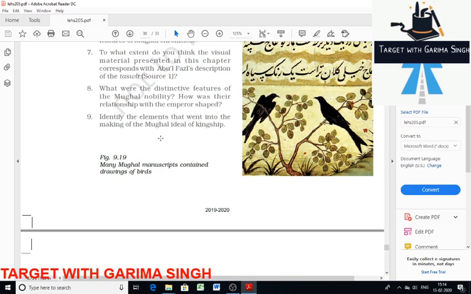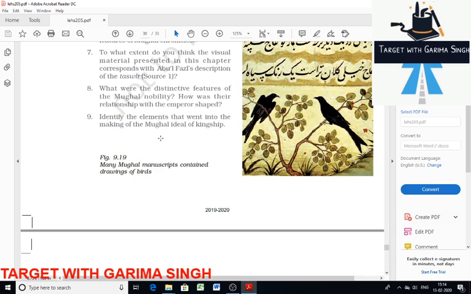Akbar abolished the tax on pilgrimage in 1563 and jizya in 1564, as the two were based on religious discrimination. Then all Mughal emperors gave grants to support the building and maintenance of places of worship. However, it was during the reign of Aurangzeb that the jizya was reimposed on non-Muslim subjects.